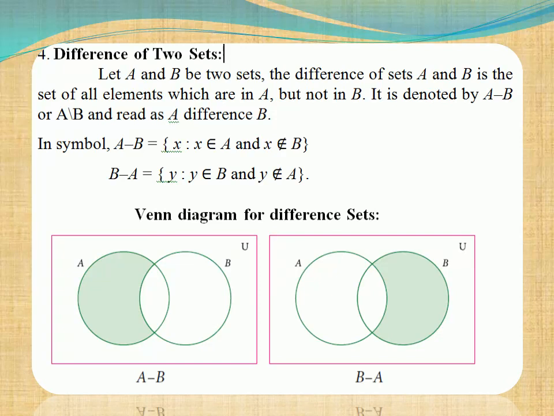First is the diagram A minus B. In this, A and B are there. From A we have to subtract, we have to take away the set B. So the remaining elements from A, here the shaded portion, is A minus B. In the second diagram, if it is B minus A, we have to take all the elements of A away from B. So the remaining elements from B is the answer. Here the shaded portion is B minus A.